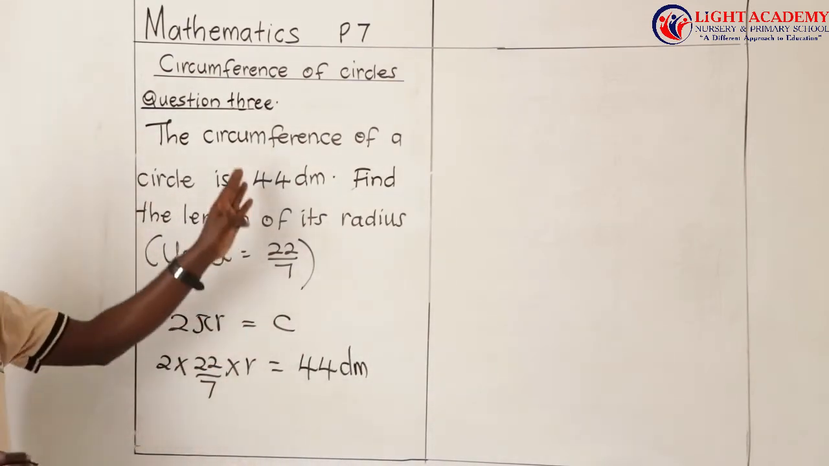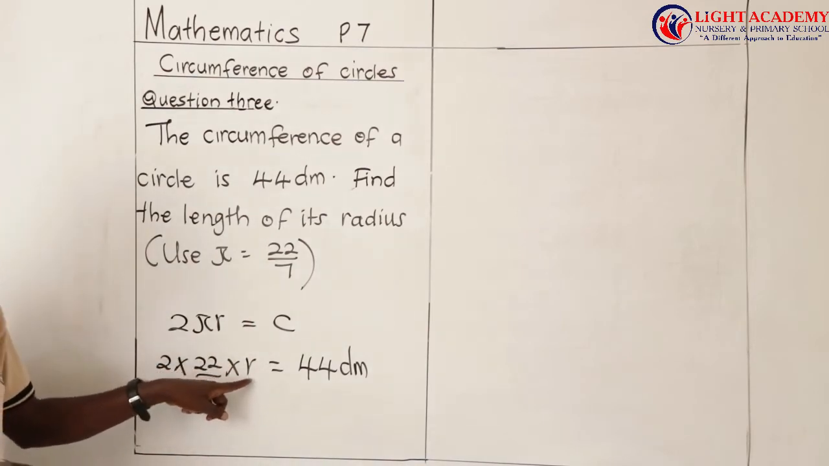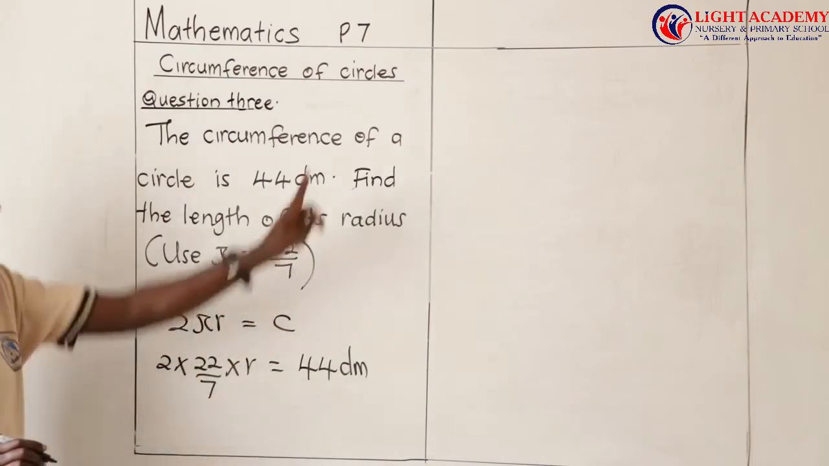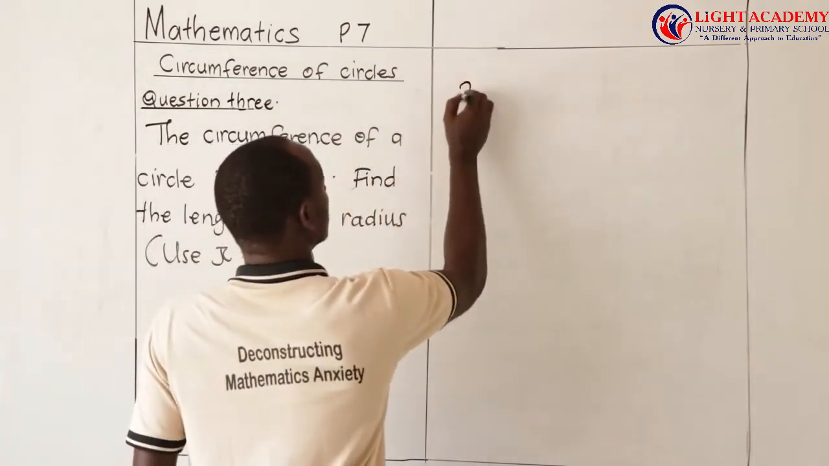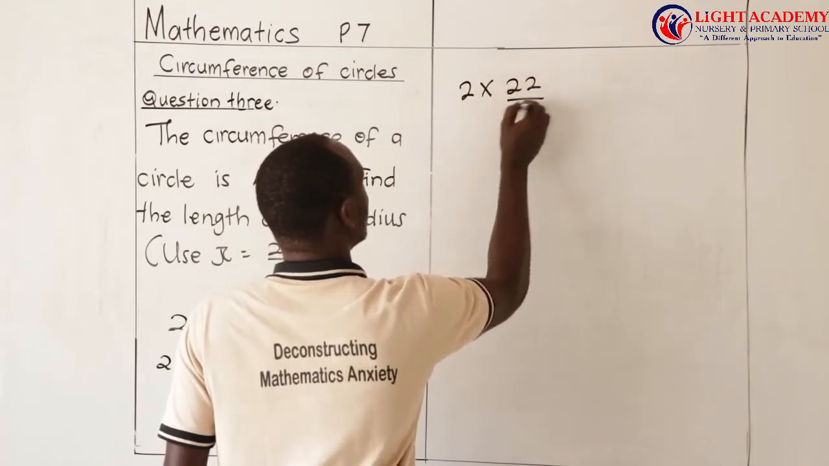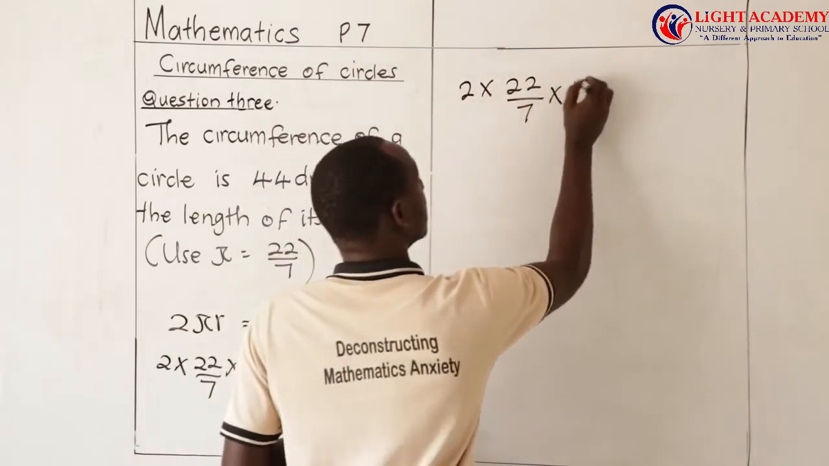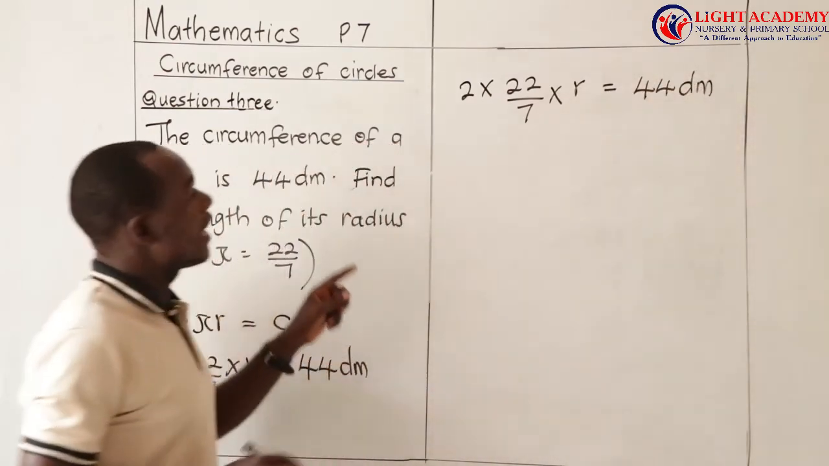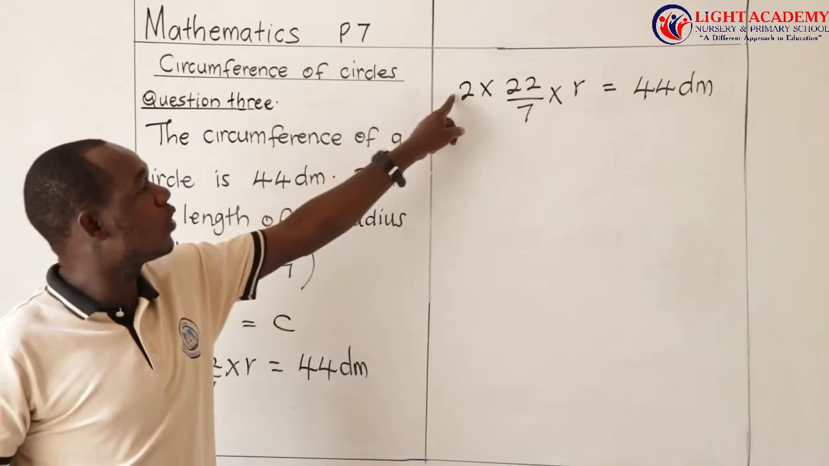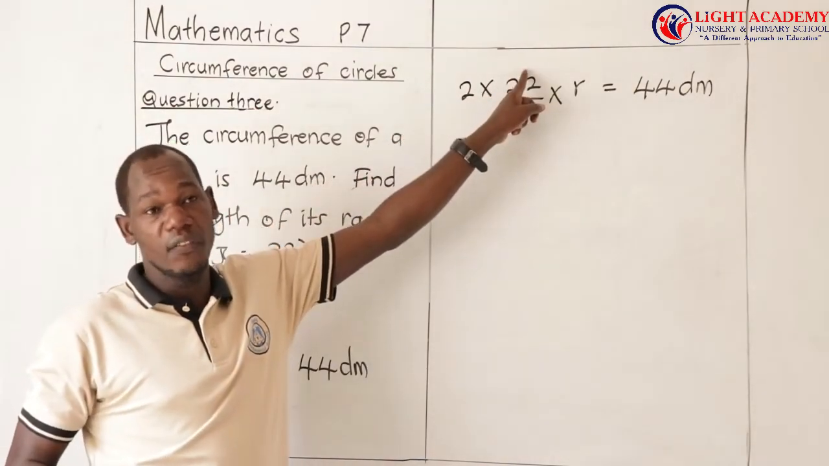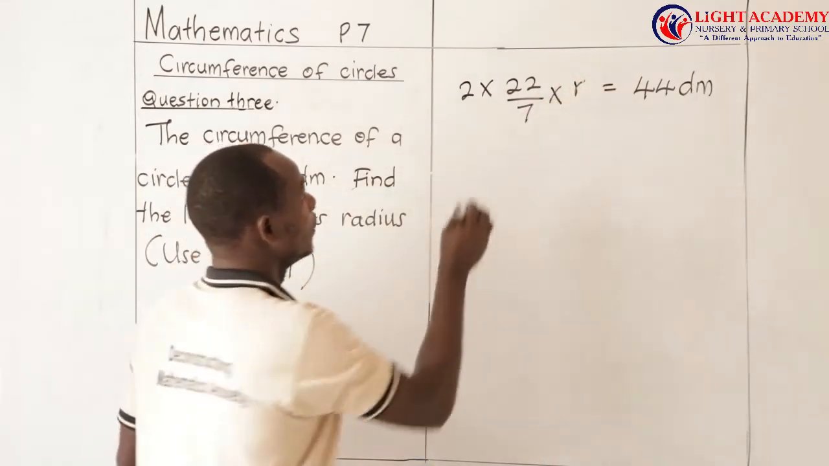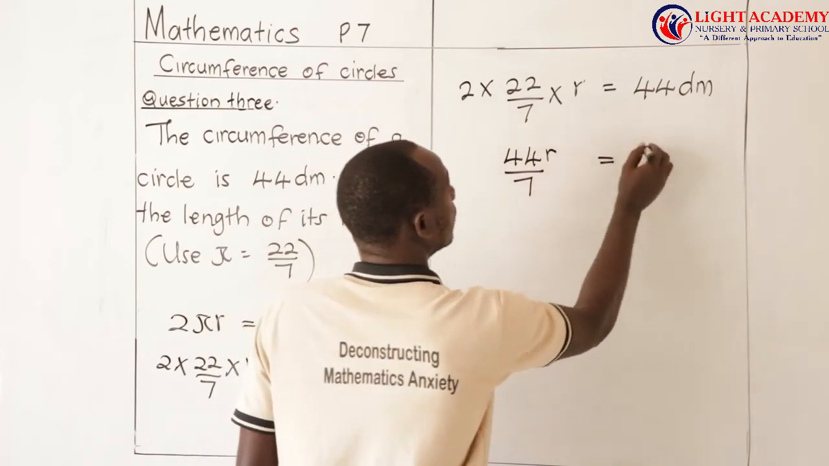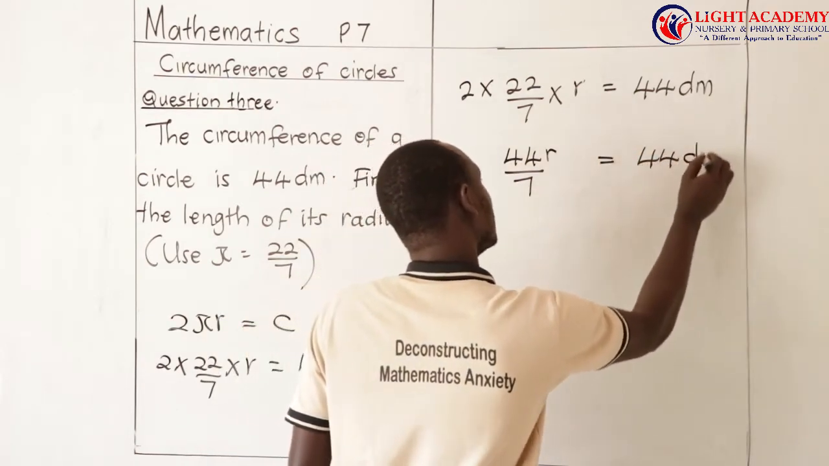So we have actually substituted what we have been given. Now r is what is missing, so we have to work this out to find our value of r. I'll write here that 2 times 22 out of 7 times r equals 44 decimeters. And now from this point I'll multiply 2 times 22, which is 44. And 44 times r, you get 44r out of 7 equals 44 decimeters.